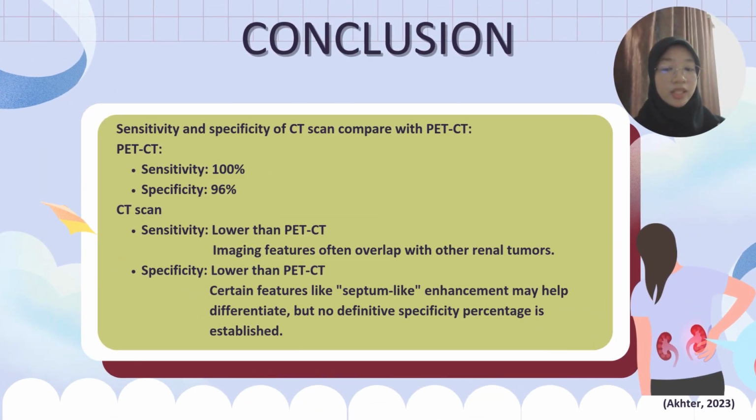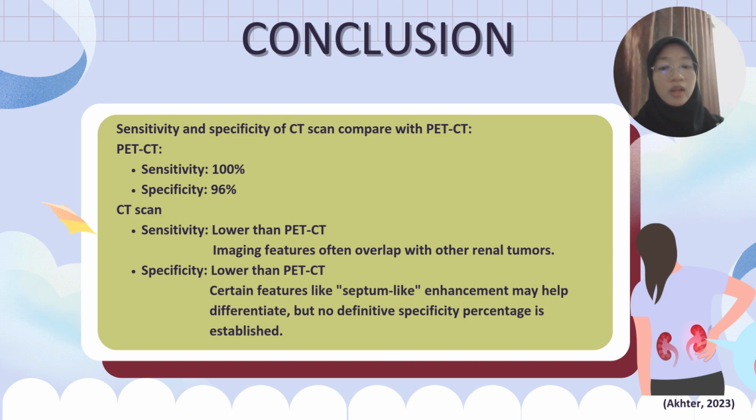The sensitivity and specificity of CT scans for diagnosing renal Ewing sarcoma are not consistently reported, but studies highlight differences compared to other imaging methods. In a study comparing different imaging modalities between PET-CT and CT scan, PET-CT showed a sensitivity of 100% and specificity of 96%, and the study suggests that CT may have lower sensitivity and specificity than PET-CT.